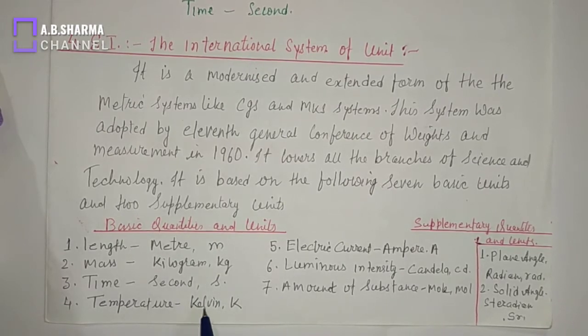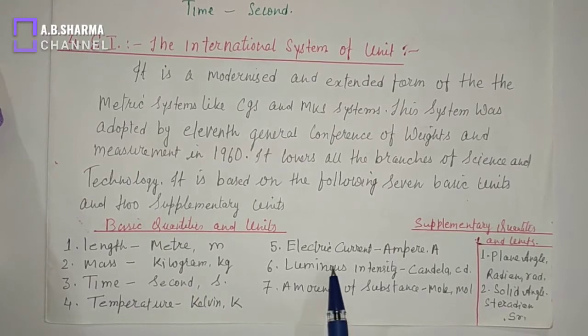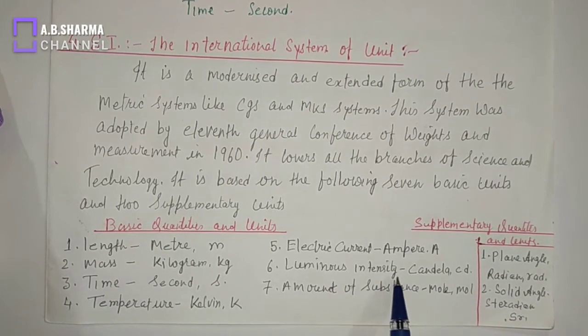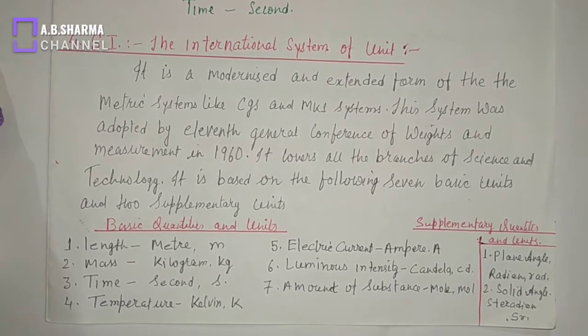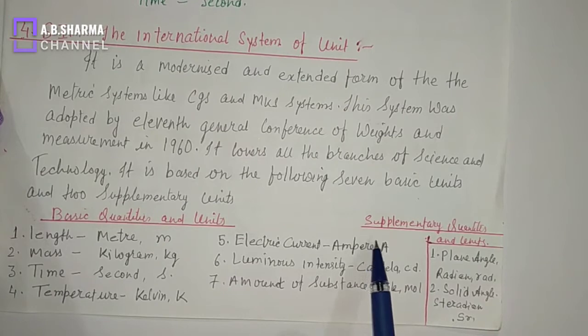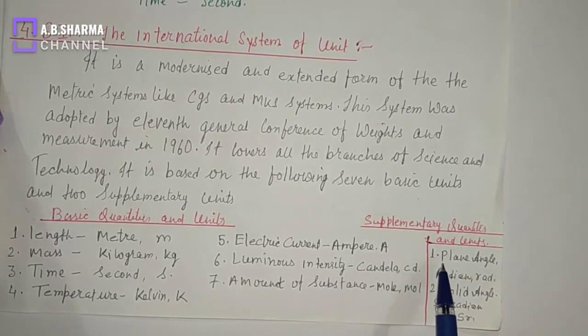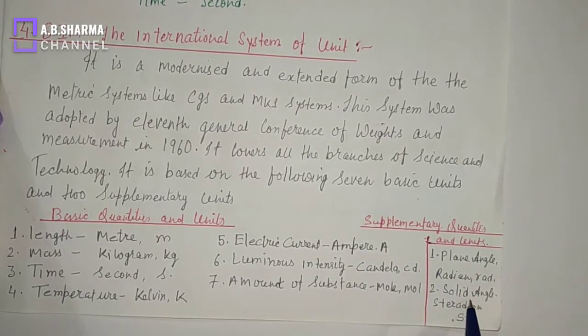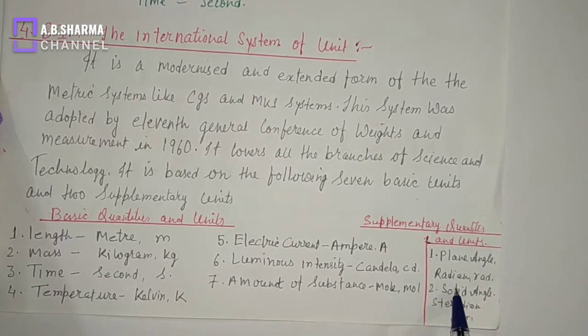These are the units of the 7 basic quantities, and these are the symbols: meter m, kilogram kg, second s, Kelvin K, electric current ampere A, luminous intensity candela cd, and amount of substance mole mol. And the 2 supplementary quantities are plane angle and solid angle. Unit of plane angle is radian, and unit of solid angle is steradian.